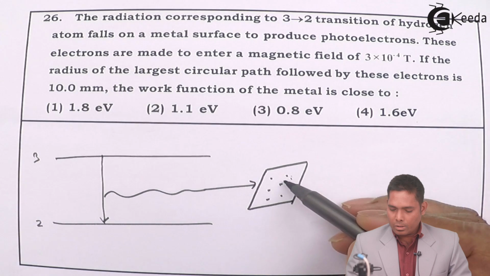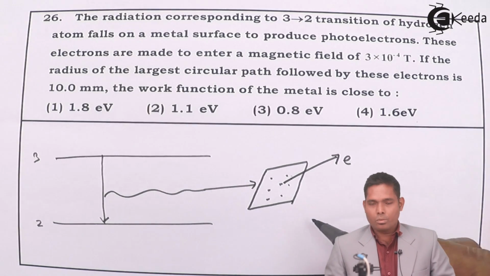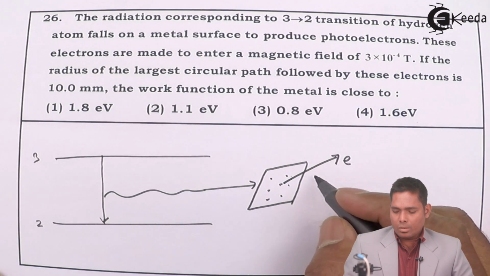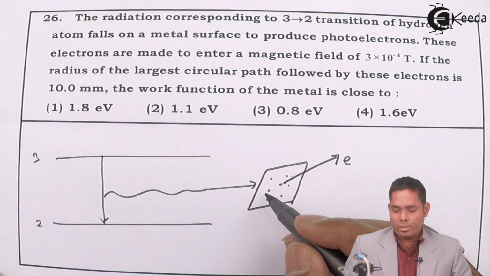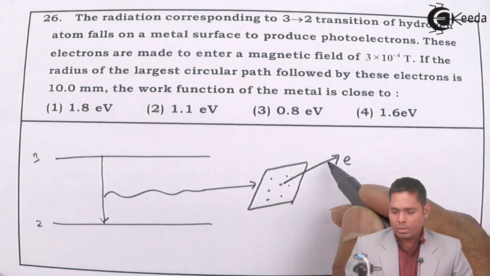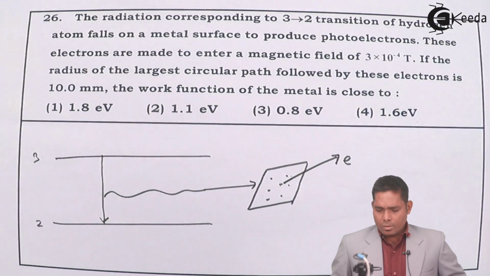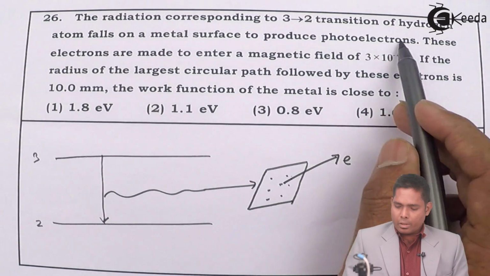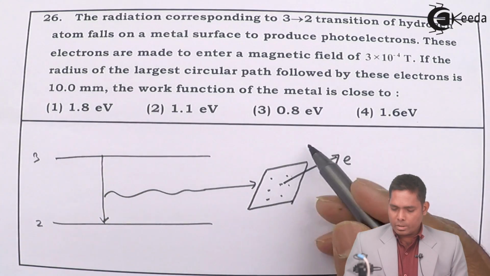So photoelectrons will come out, because we know that due to the photoelectric effect, when light radiation of a suitable frequency greater than the threshold frequency falls on this, then electrons will come out with various kinetic energies. So the electrons are coming out with different kinetic energies, and there are many electrons coming out.